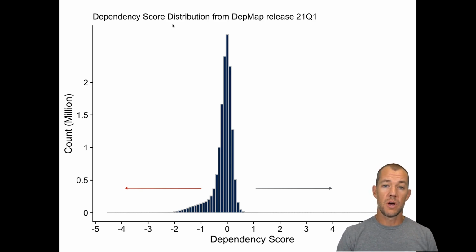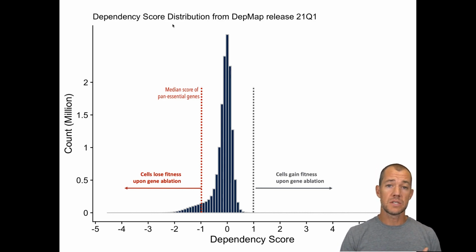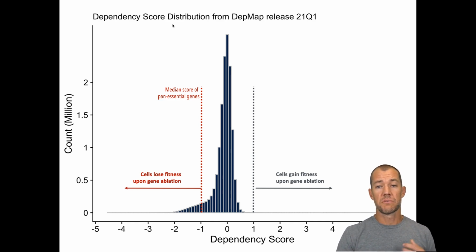A score below -1 means a dependency score where the gene is considered essential. If we knock out this gene of a cell line, it is absolutely required for growth and the cells stop growing. On the flip side, we also have genes that when knocked out, the cells are going to gain fitness or grow better. Sometimes we call these tumor suppressors. So this is the premise and the raw data here of the dependency scores for all genes across the human genome for approximately 1,000 cell lines.